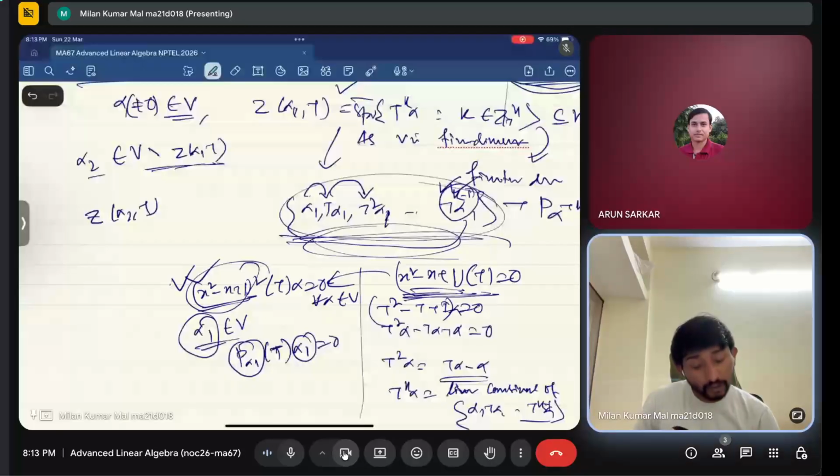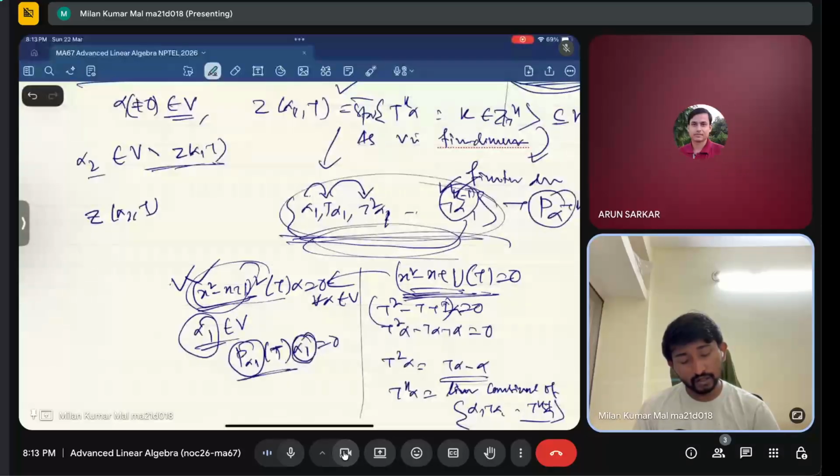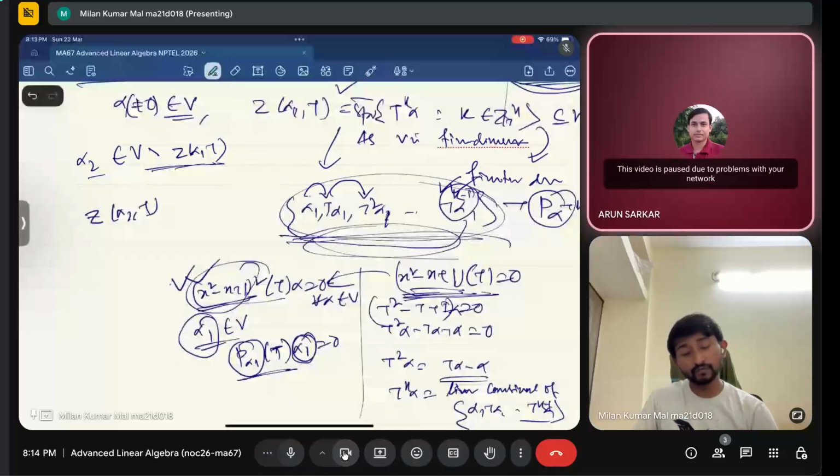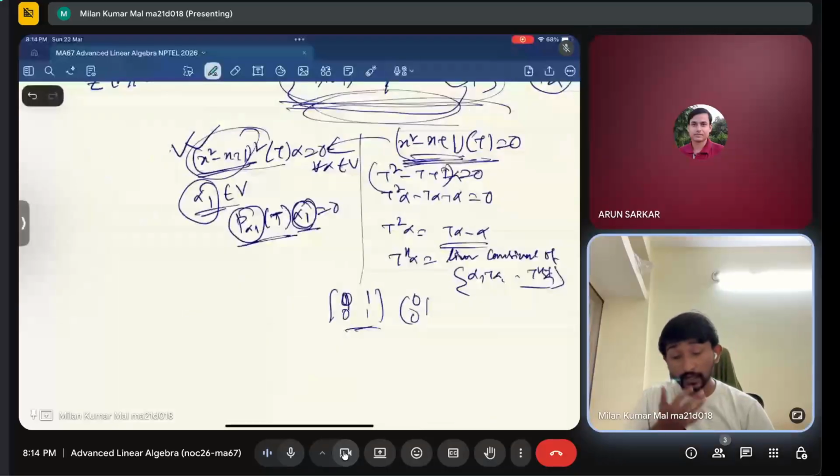For a particular vector we can get a smaller degree polynomial, right? In fact, you can check for this matrix, 1 1 0 1, if you consider the vector 1 0, or the vector 0 1, or the vector 1 1, then maybe you will get different polynomials which will annihilate those vectors. Okay, so this is the purpose. That's why it specifically depends on k1, depends on alpha 1, right?